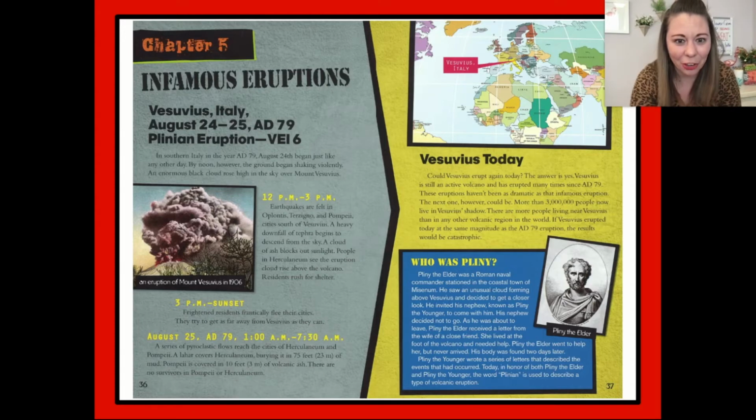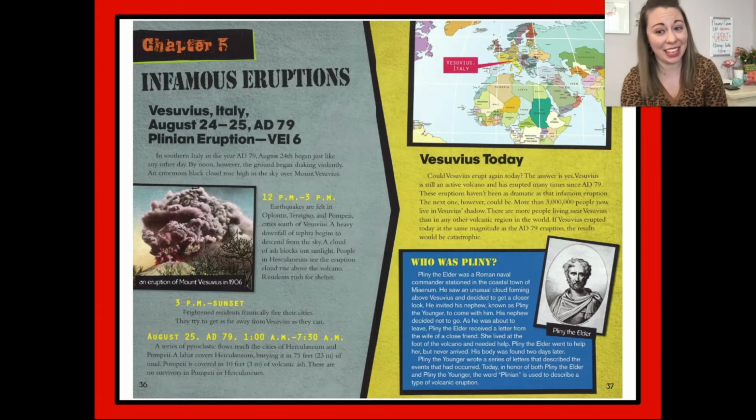A heavy downfall of tephra begins to descend from the sky. A cloud of ash blocks out the sunlight. People in the Herculaneum see eruption clouds rise above the volcano. Residents rush for shelter. 3 p.m. to sunlight. Frightened residents frantically flee their cities. They try to get as far away from Vesuvius as they can.